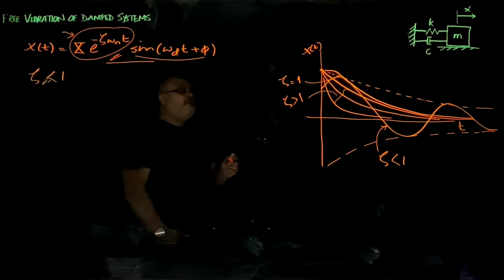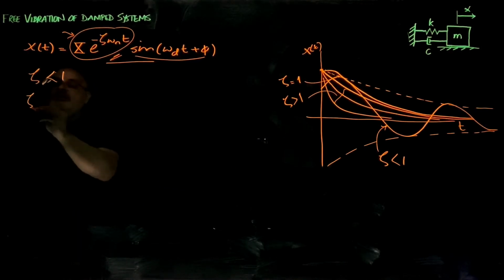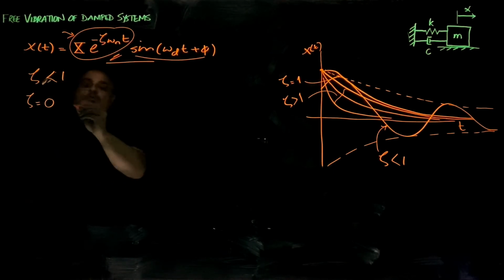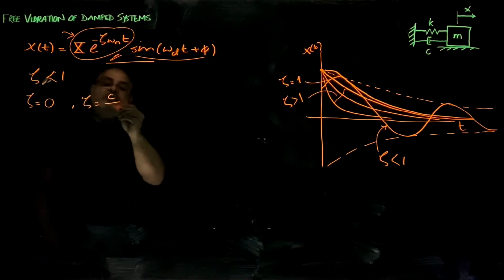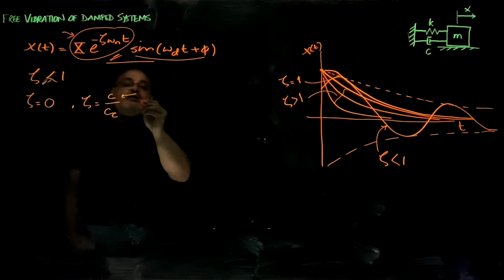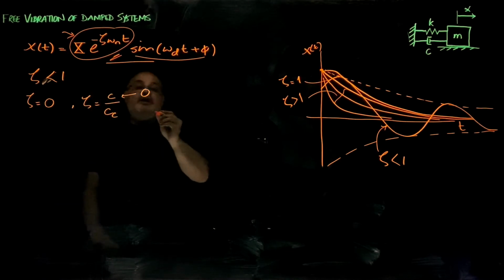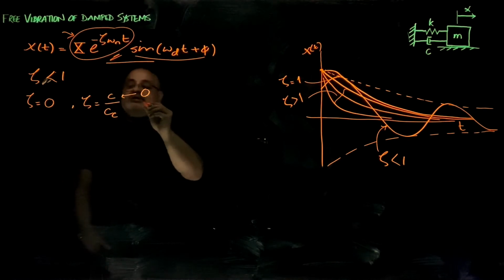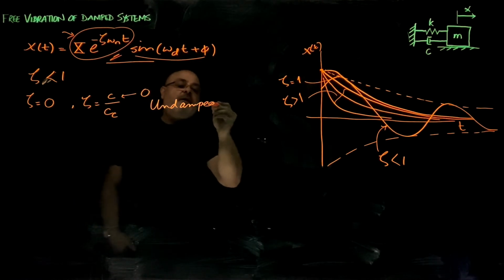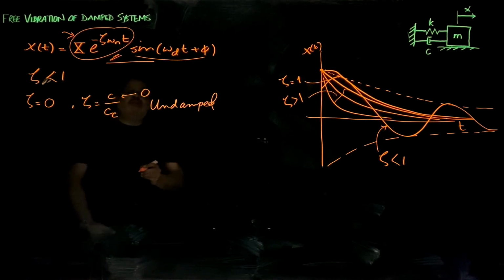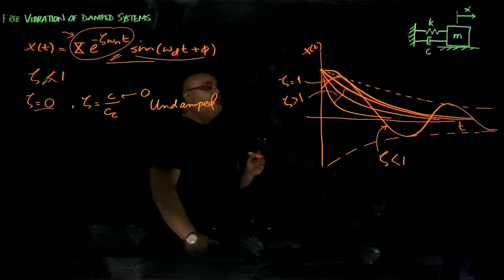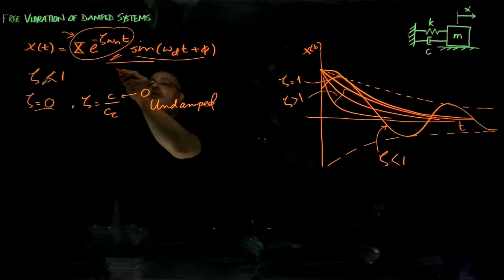Now, what if zeta is 0? Zeta is 0, and recall that zeta is c divided by c critical. When zeta is 0, that means that c is 0. That means I don't have any damping in the system, and this means the system is undamped. And when the system is undamped, c is 0, zeta is 0. Okay. We go back to this equation.